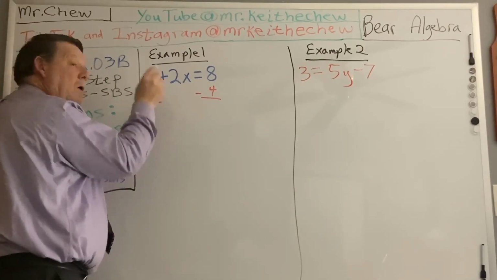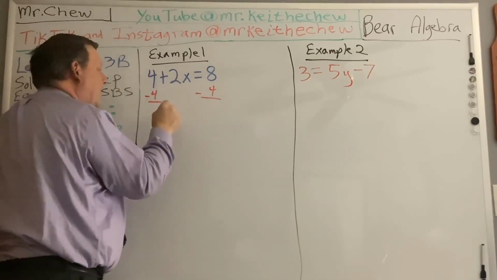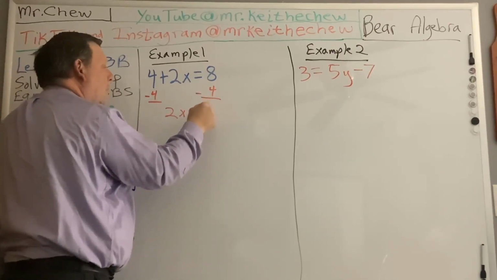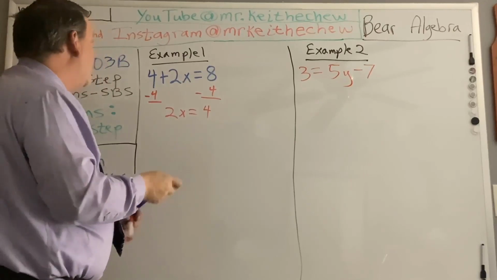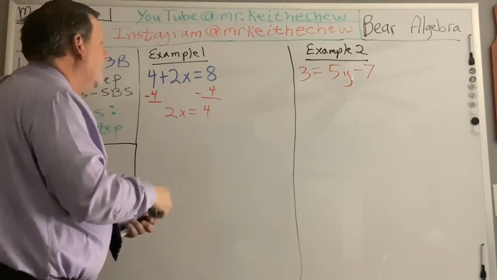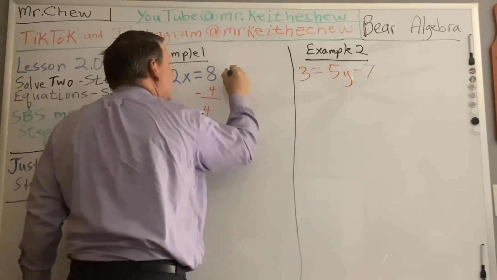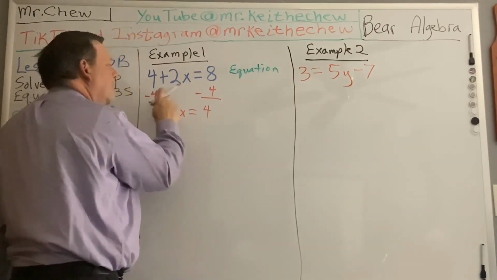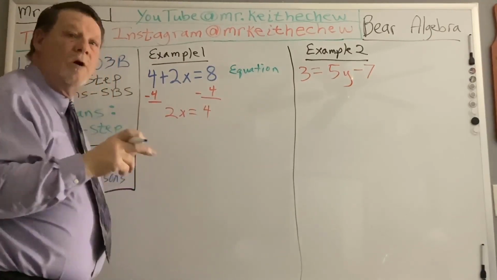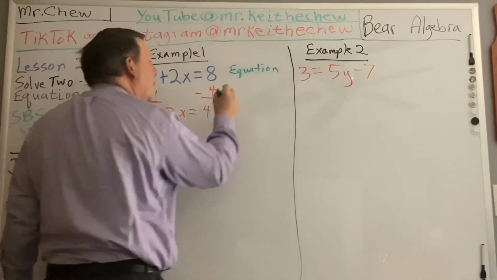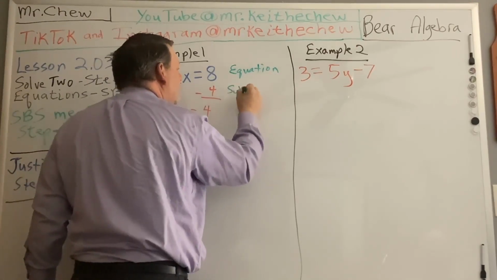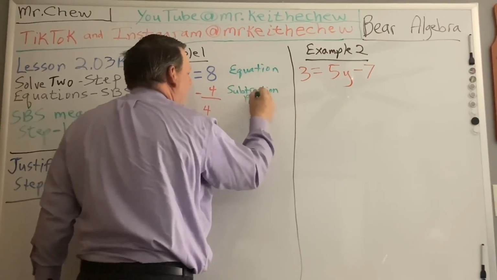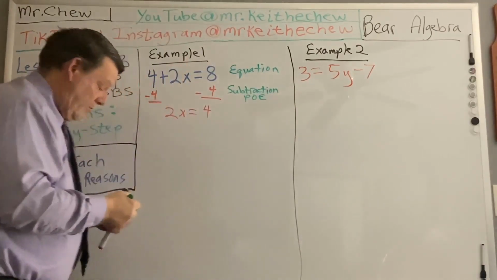4 minus 4 is 0. And 0 plus 2x is 2x. 8 minus 4 is 4. Now I said write the reasons down. This is my original equation. This has a property name. What did we do to both sides? We subtracted 4. So this is called the subtraction property of equality. That's what it's called.